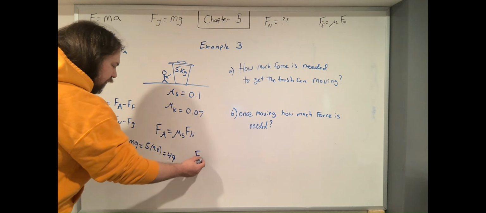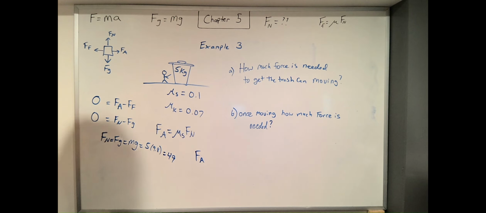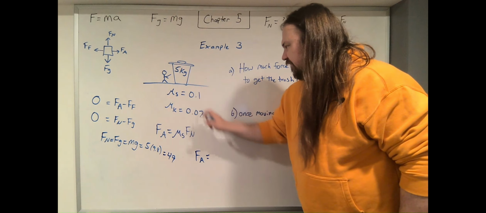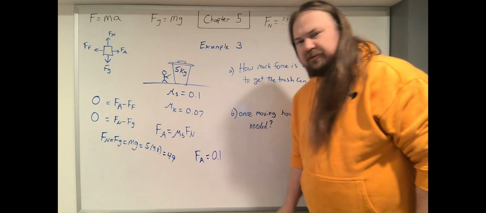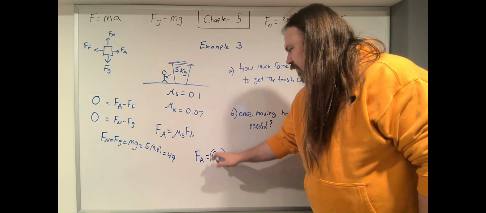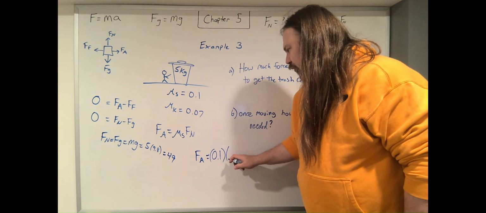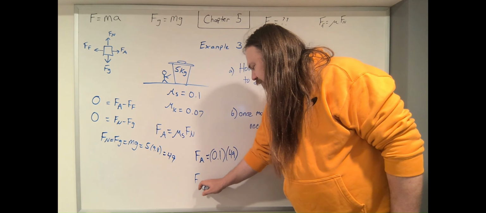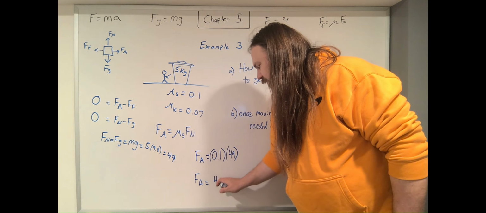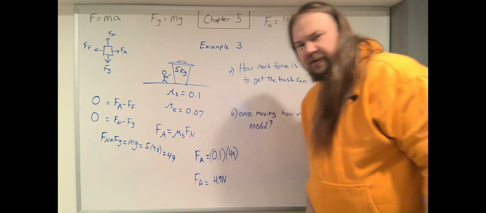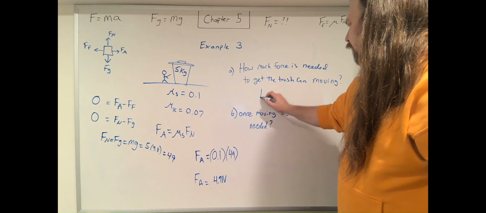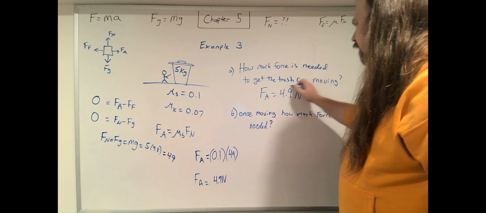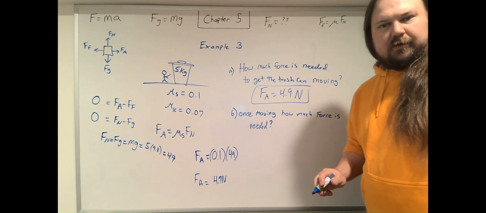Okay, so the acting force, the force that we need, would be equal then to our static mu, which is 0.1, times the amount of normal force, which is 49. So we can see here that the acting force required on this one is 4.9 newtons. All right, so up here I can put Fa is equal to 4.9 newtons and give that a box. Okay.